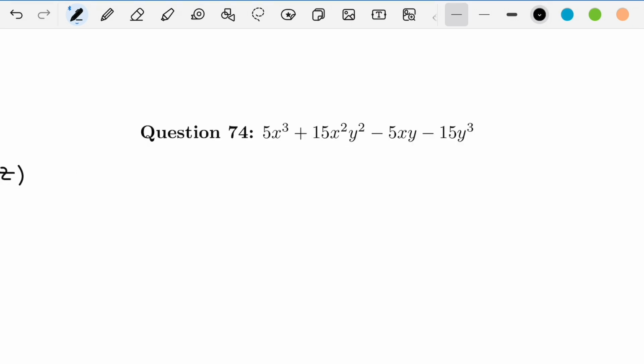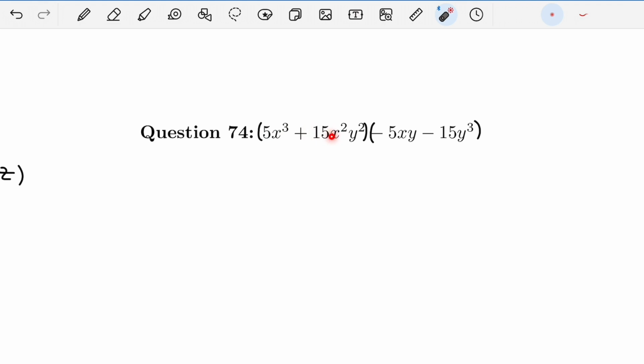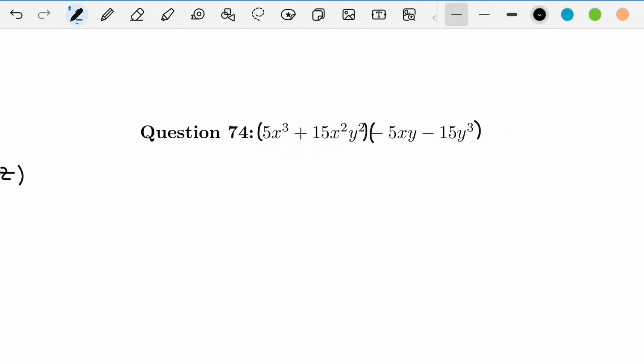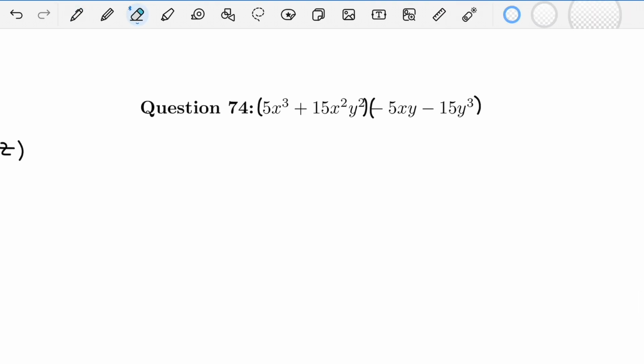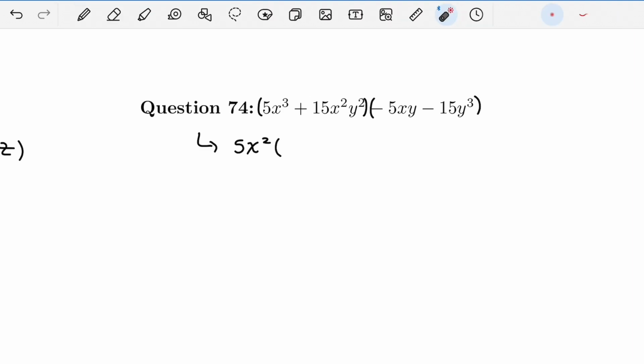Now this is our last example in this section, and I'm again going to group these terms how they are written here. So like this. Now our first pair shares a common factor of 5x squared. So I'm going to pull that out. Doing so, I'm going to be left with, my first term is just going to be an x, and my second term is going to be a 3y squared.